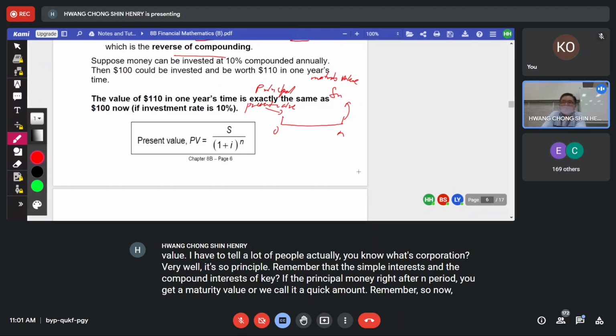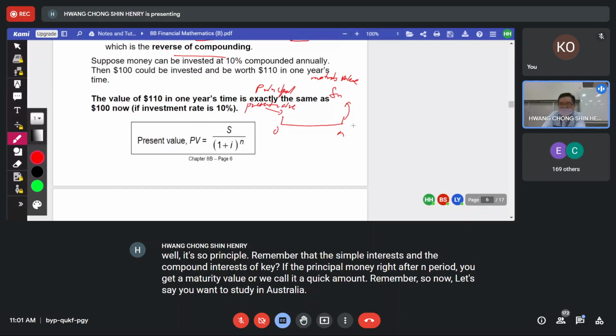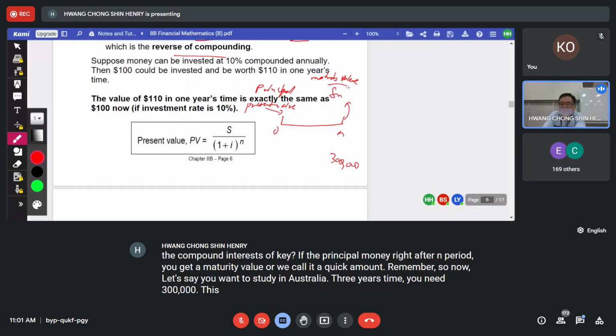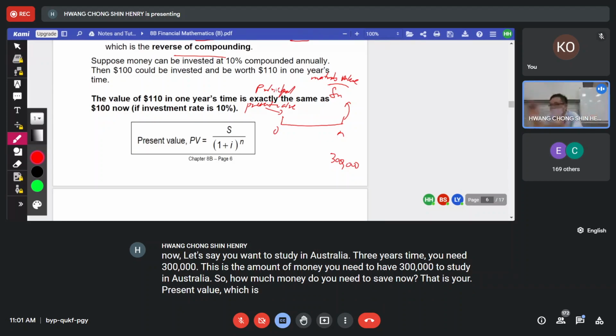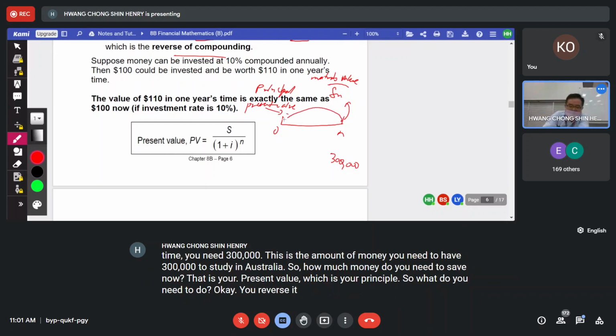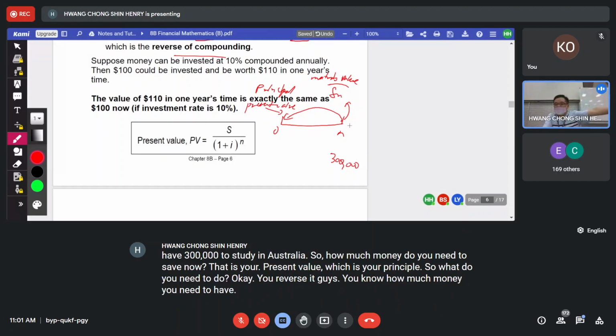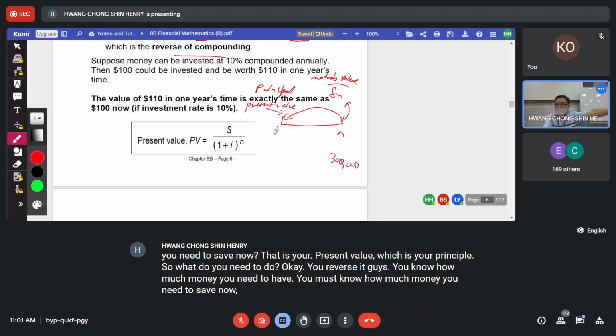So now, let's say you want to study in Australia, 3 years time, you need 300,000. This is the amount of money you need to have, 300,000 to study in Australia. So how much money do you need to save now? That is your present value, which is your principal lah. So what do you need to do? Okay, you reverse it, guys. You know how much money you need to have? You must know how much money you need to save now, correct or not? That's what we call projection.